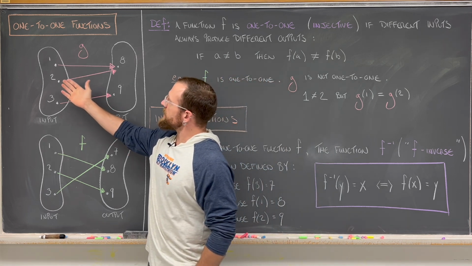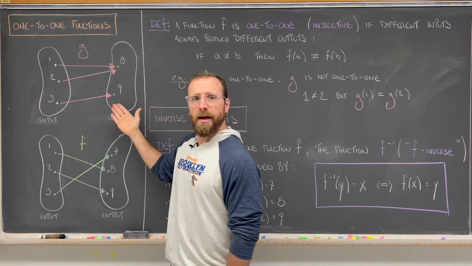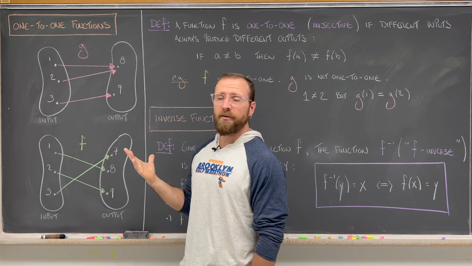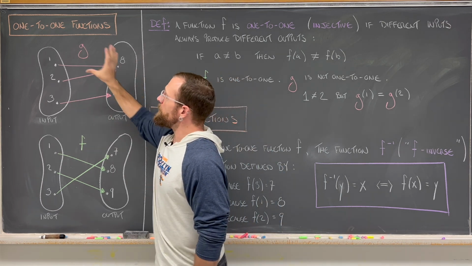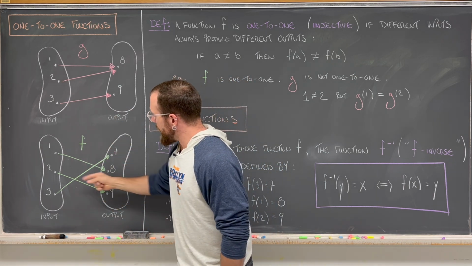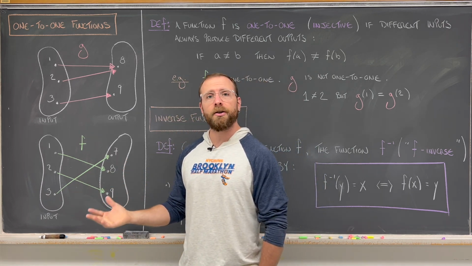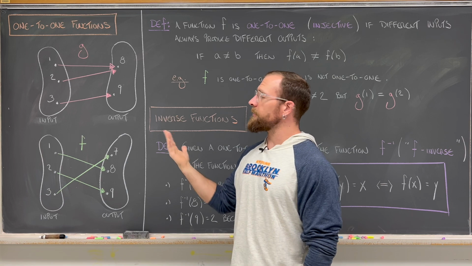So what this is trying to say is that g of 1 is 8, g of 2 is also 8, g of 3 is 9. Okay, fine. That's a perfectly fine function. I know what the output is based on the input. Down here we have f. This says that f of 1 is 8, f of 2 is 9, f of 3 is 7. Another perfectly fine function. But you may notice that there is something different about them.